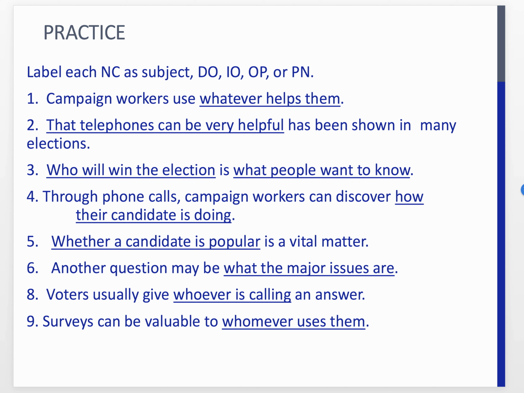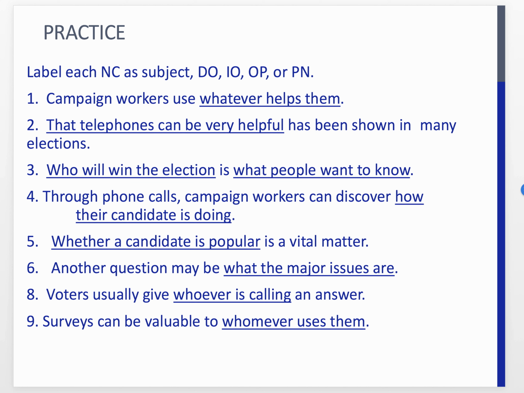Number 6, another question may be. So that's a linking verb. Another question is what the major issues are. Okay, so that's a predicate nominative in 6. Sorry, I skipped number 7.